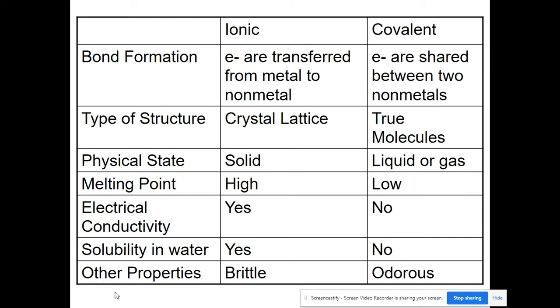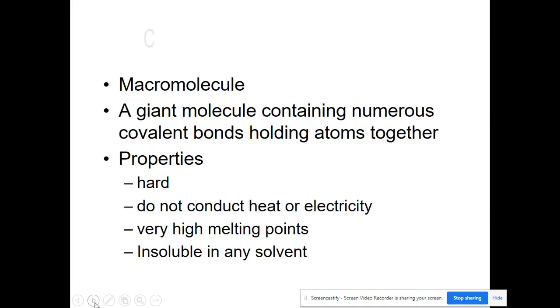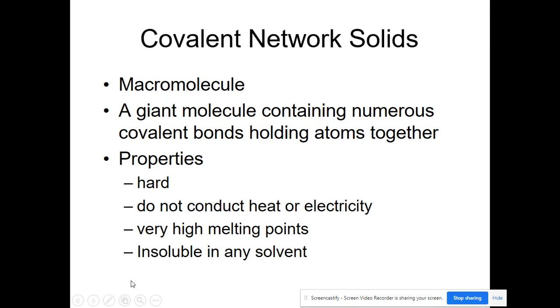Okay, before we get into Lewis dot structures then, I want to go over a special type of covalent bonding, which is a covalent network solid. Now, these are considered to be a macromolecule. That means a huge molecule. In these kind of molecules, you have lots of covalent bonds holding the atoms together. These tend to be very hard materials. So remember, I said covalent usually are not, but in this case they are.